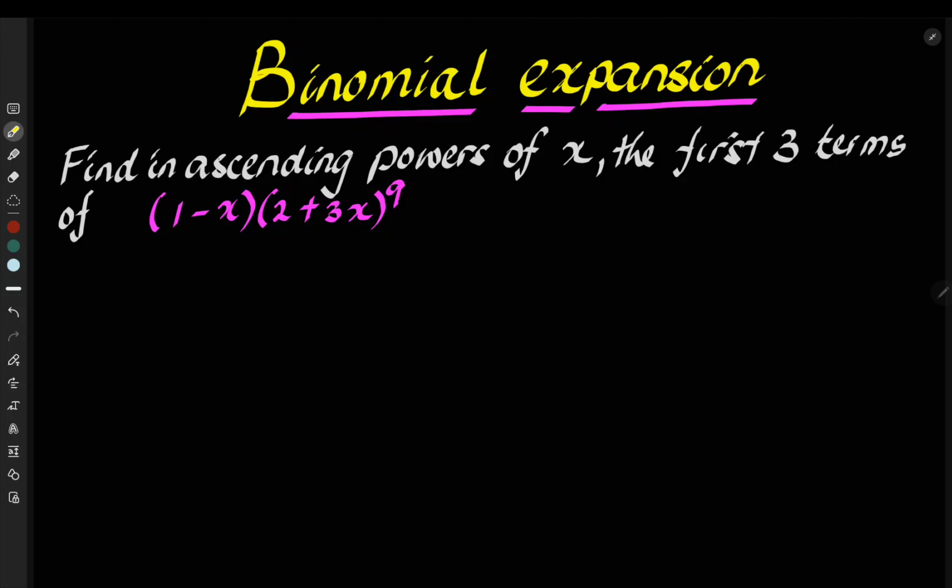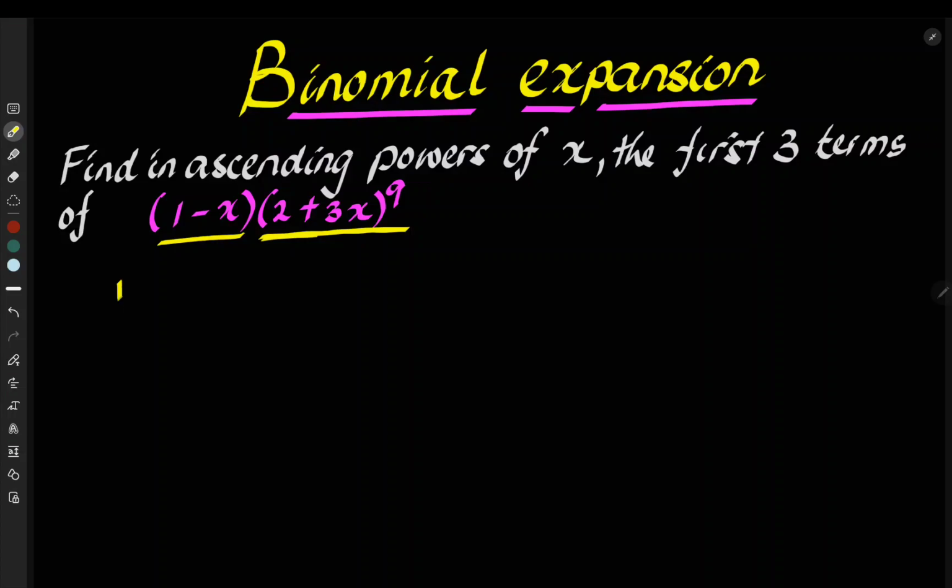Now, in this example, we are asked to find, in ascending powers of x, the first three terms of (1 minus x) times (2 plus 3x) to the power 9. The only thing that you need to concern yourself with using the binomial expansion will be (2 + 3x) to the power 9. Then after you get those first three terms, you can multiply with (1 minus x). So let's go ahead and find the first three terms.